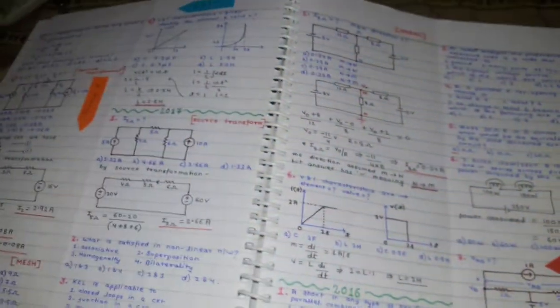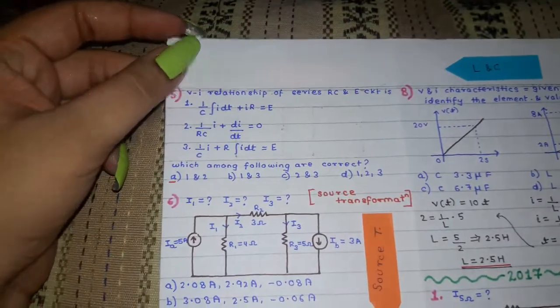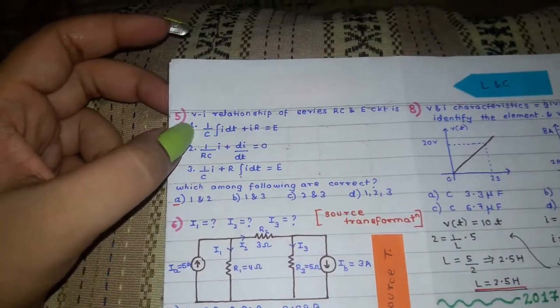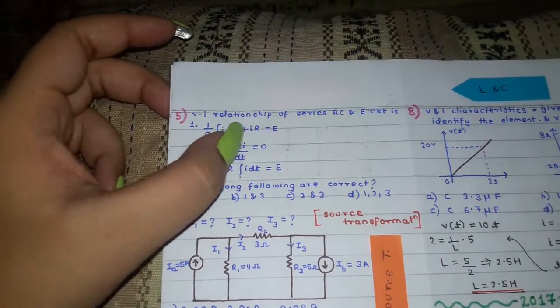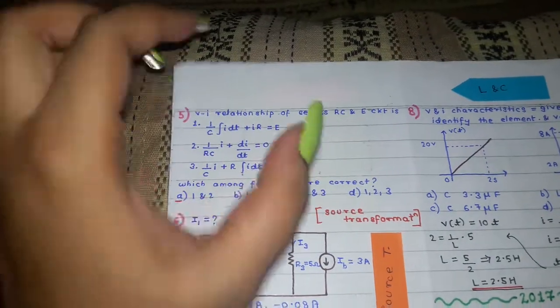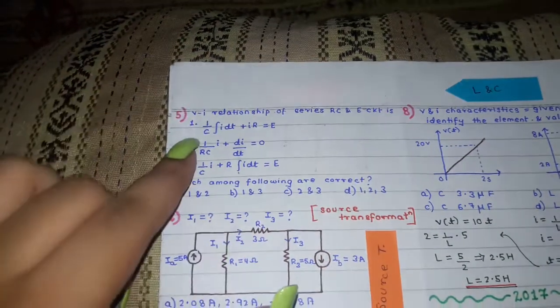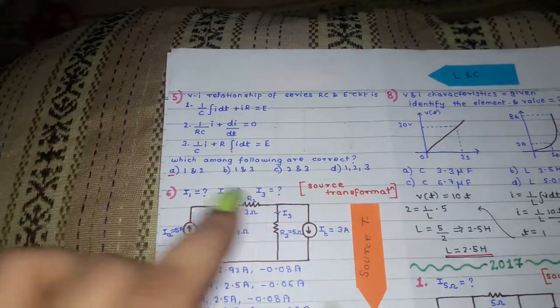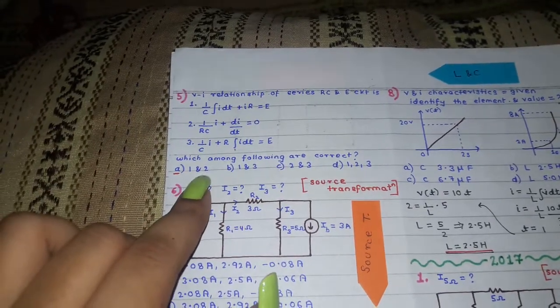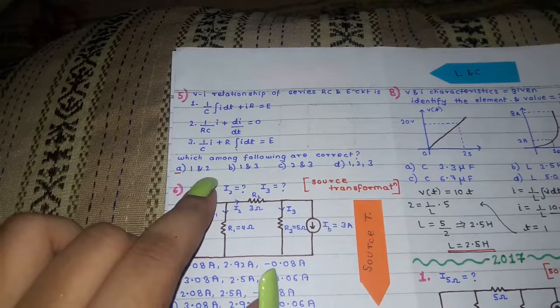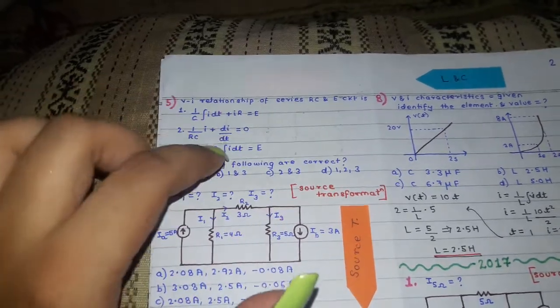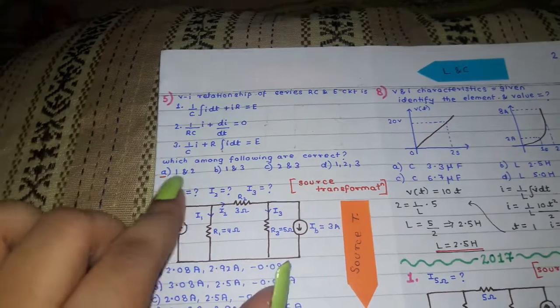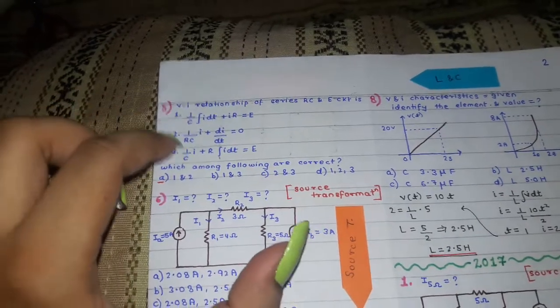Now we are moving on to the last question of this video, which is a theoretical question. The VI relationship of a series RC and voltage source circuit is given via these equations. Which among the following is or are correct? Again, I have mentioned that I have not covered RC, RL and RLC circuits. So these types of questions will be easy. The answer over here is 1 and 2. These two equations are correct.